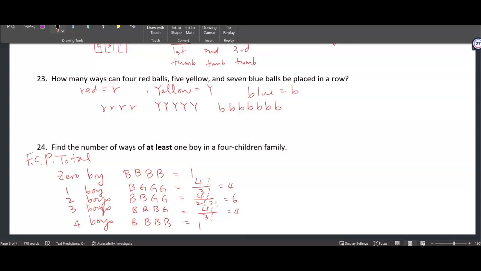Because they are putting it in a row, even though the balls are not letters, you can see it as letters if you use R to represent the red balls and Y for the yellow balls. So it's the same as rearranging letters in a word, even though this is not really a word, but it's rearranging the letters. And remember which method we use when we are rearranging the letters in a row.